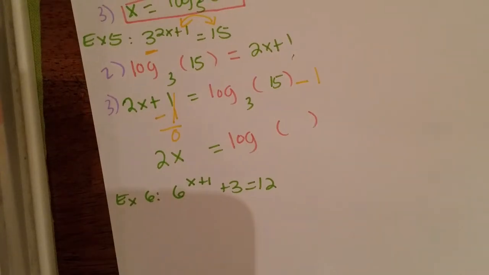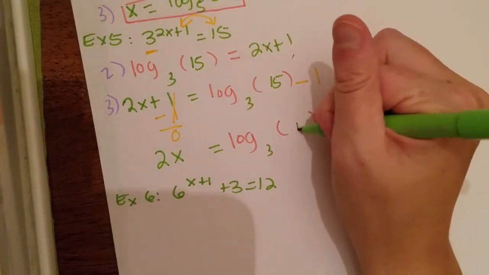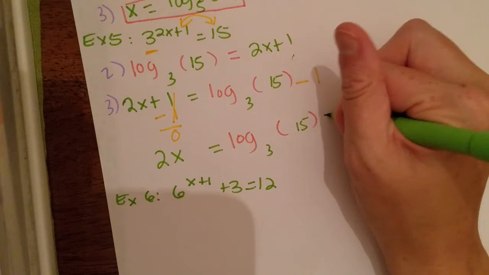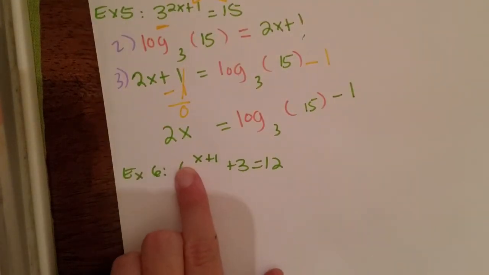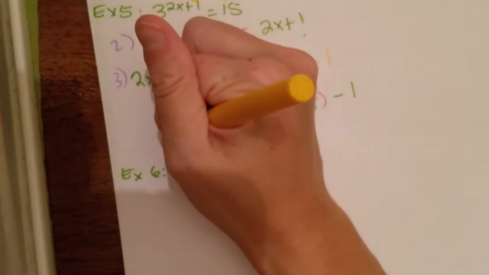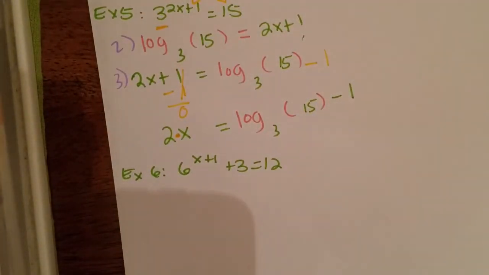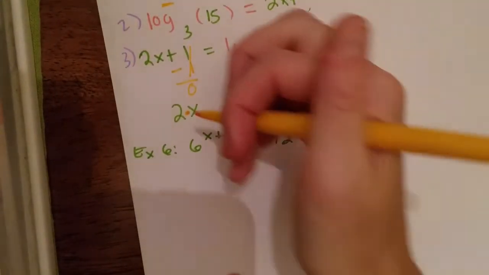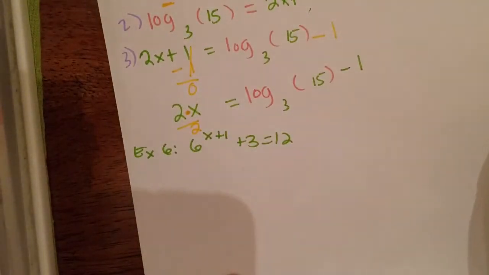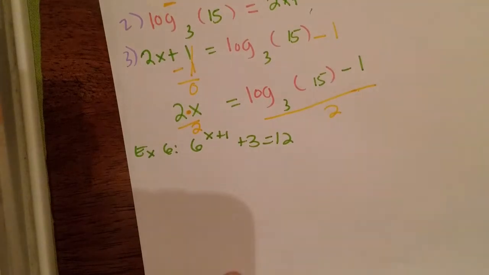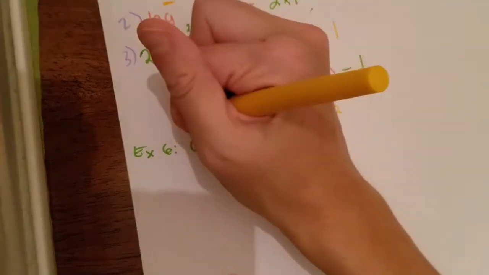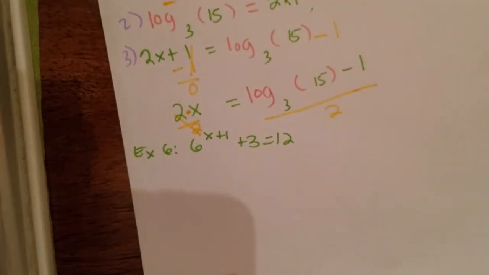So we have log base 3 of 15 and then minus the 1. Alright, so we're so close to getting x by itself. Secretly, this x and this 2 are multiplying each other. So the way we move it to the other side is by dividing that thing on both sides. And I'm going to divide the entire other side, so the whole thing. Okay, and 2 divided by 2 cancels and turns to 1.